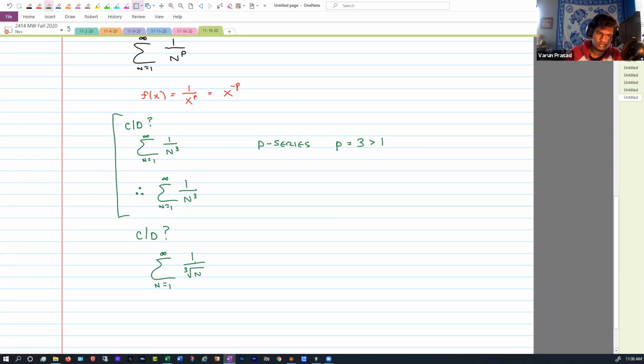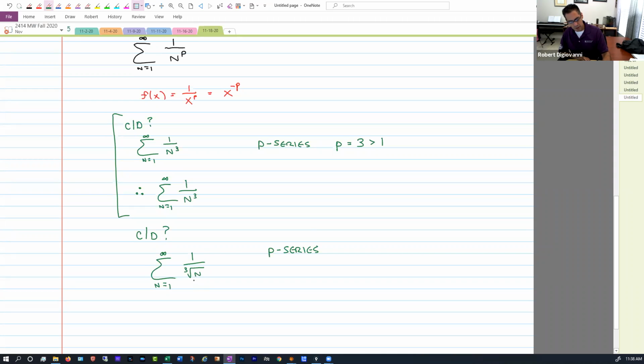Diverge. Okay, so why is that divergent, Varun? 1/3 is less than 1. Yeah, so Varun is realizing that that's really just n to the 1/3 power, right? So it's a p-series with p being 1/3, which is less than or equal to 1. And anytime you have that, you have divergence. So it diverges.